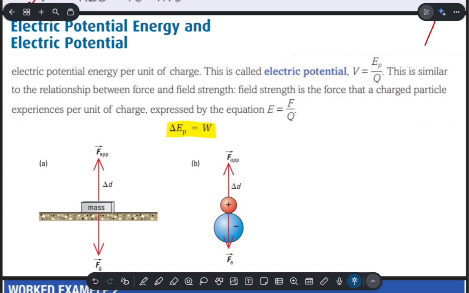That shows that if you have a stronger field, then definitely a greater force will be required for the charge. So if I link this equation, E is equal to F by Q, and from here F is equal to E times Q, and the work done here is stored in the form of electrical potential energy, delta Ep.